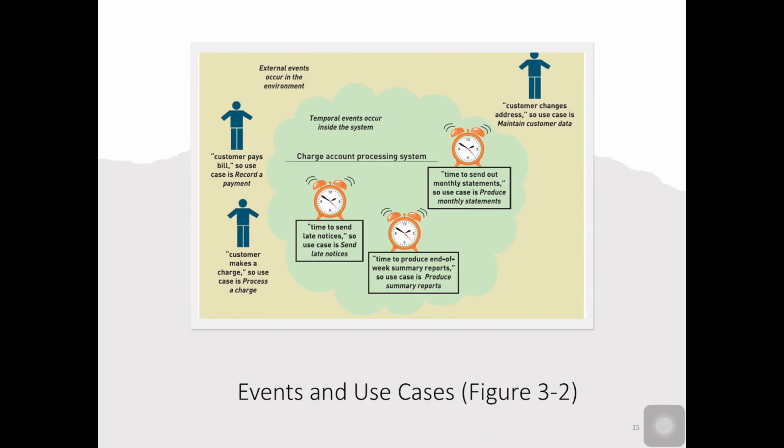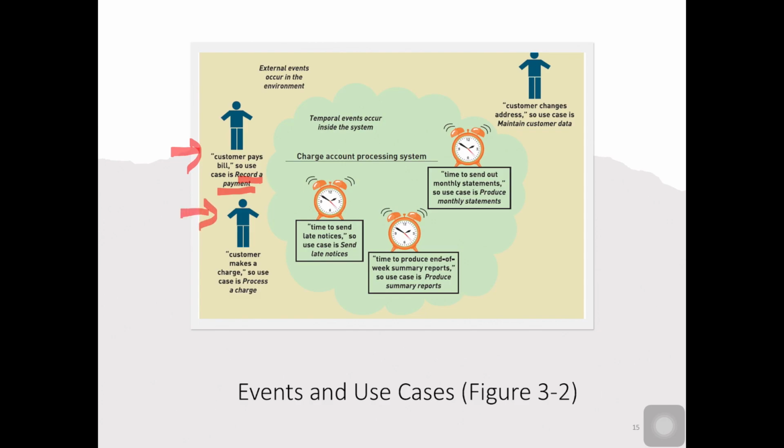For example, this is a charge account processing system, and there are several events. For example, customer pays bill. We need to identify whether this event will have an impact on the system. Customer pays bill, so we can record a payment. It has an impact on the system, so we have one use case.